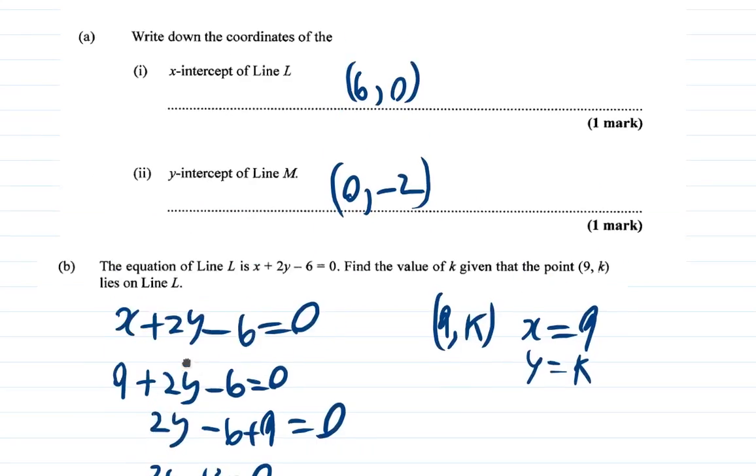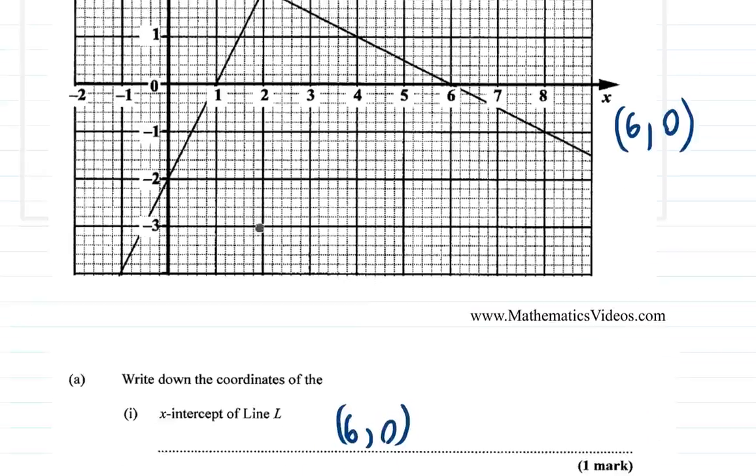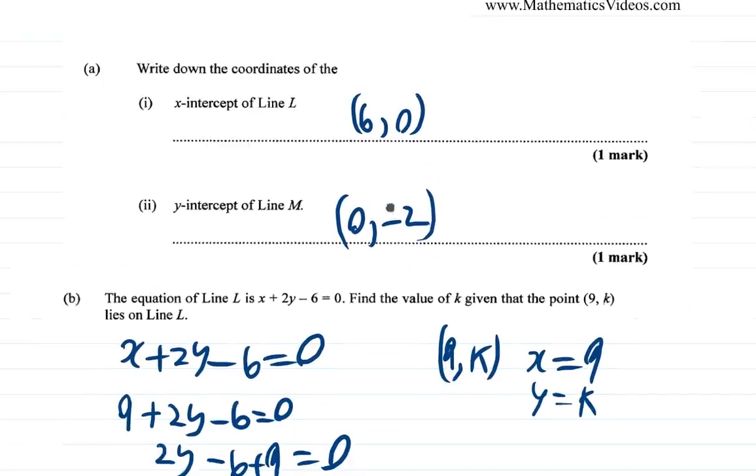So when x is 9, you can see it too. 9 would be out here, and you go down, it would line up with 1.5. So it's negative 1.5. Right. So you see that.